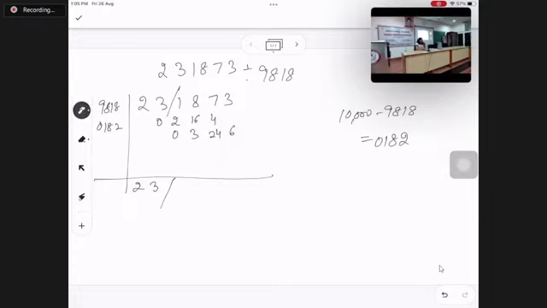Now if we add again, 2 plus 1 is 3, 16 plus 8 is 24 plus 3 is 27, 24 plus 4 is 28 plus 7 is 35, and 6 plus 3 is 9. But this is not the answer, right? So this is 9. Next is 5. 27 plus 3 is 30. So we put a 0, and 3 plus 3 is 6. So this is your quotient and this is your remainder.